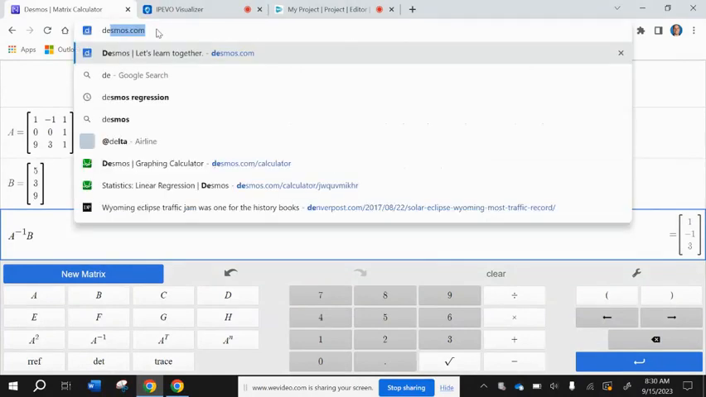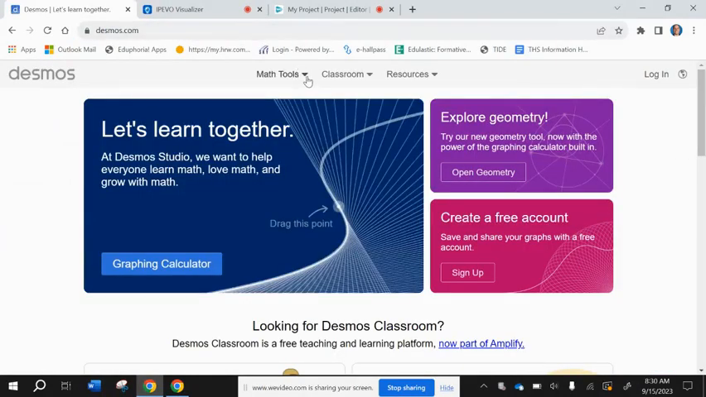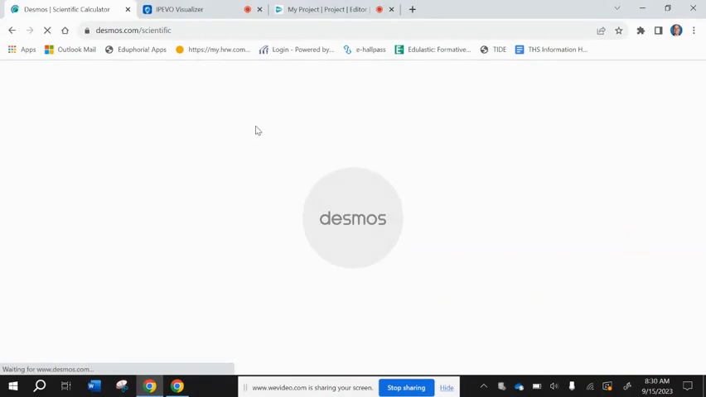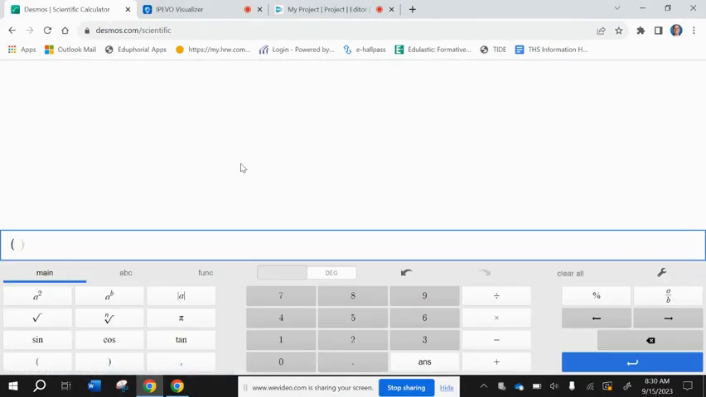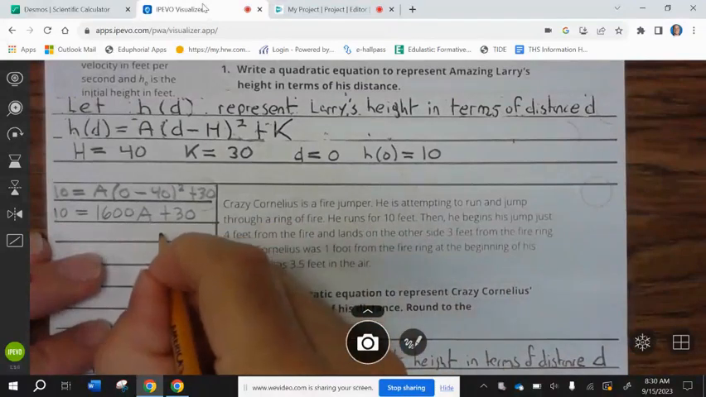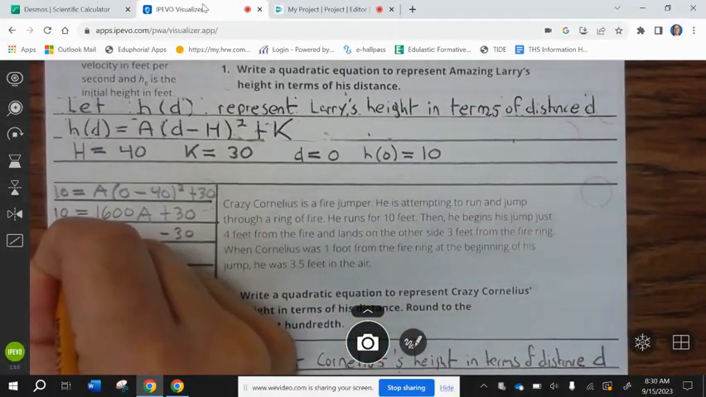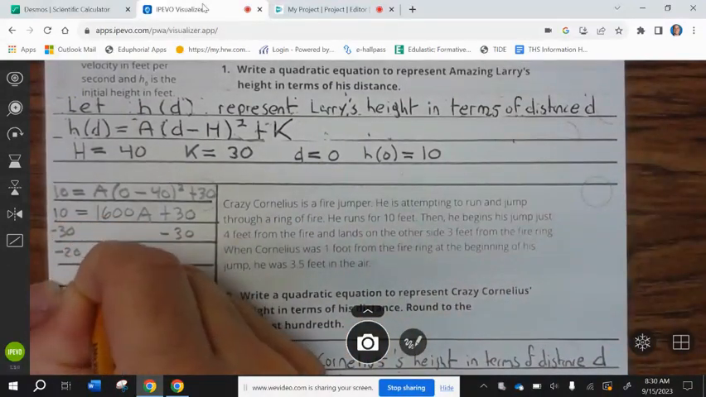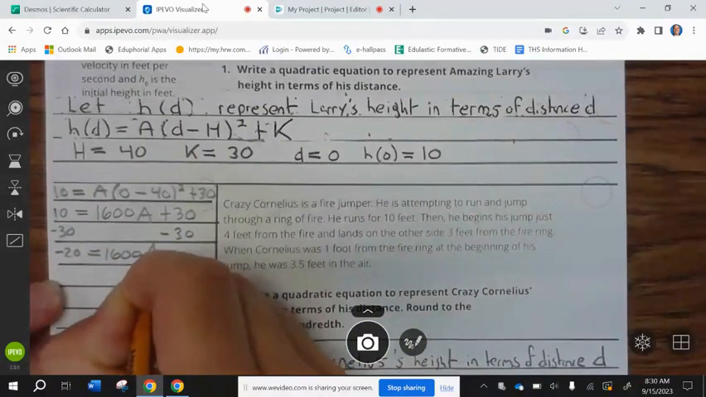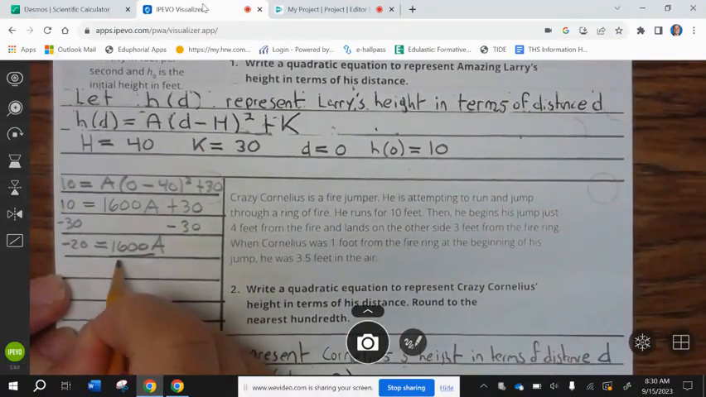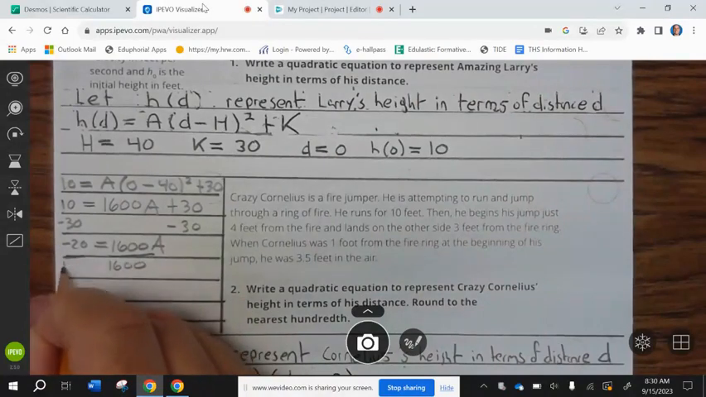Okay, so we know we have 10 equals, let's find out what. So we need to go to Desmos, Math Tools, Scientific Calculator, parentheses 0 minus 40 squared is 1600. So that's 1600a plus 30. Subtract 30 from both sides. You get -20 equals 1600a. Divide both sides by 1600.